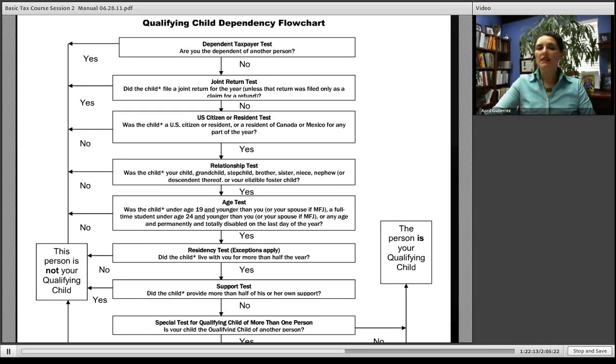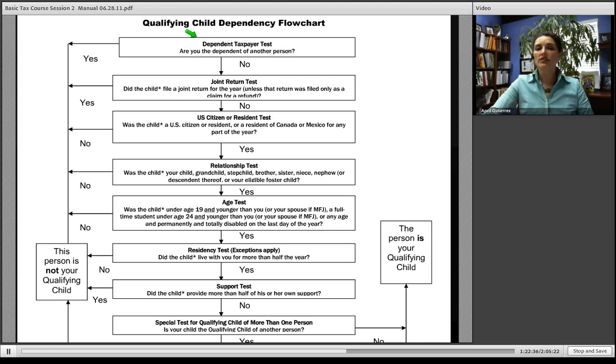Qualifying child dependency flow chart. What I've done with this flow chart is put all of the tests in order, and you take each test one at a time, and as soon as you flunk a test, you're out and you don't have a dependent. You have to go through the entire flow chart successfully in order to claim that dependency exemption for that qualifying child. The first test is the dependent taxpayer test.